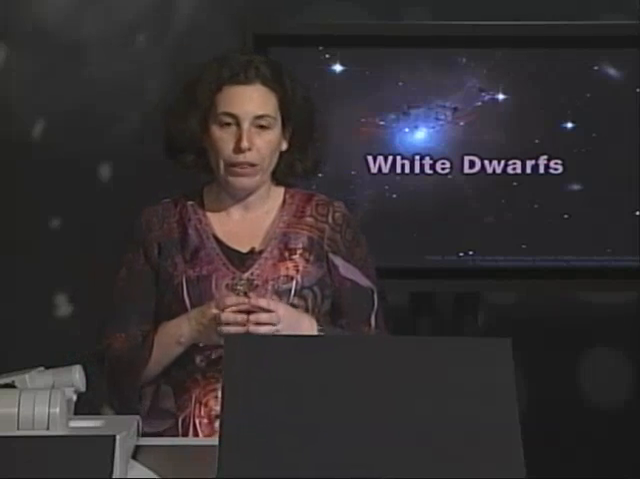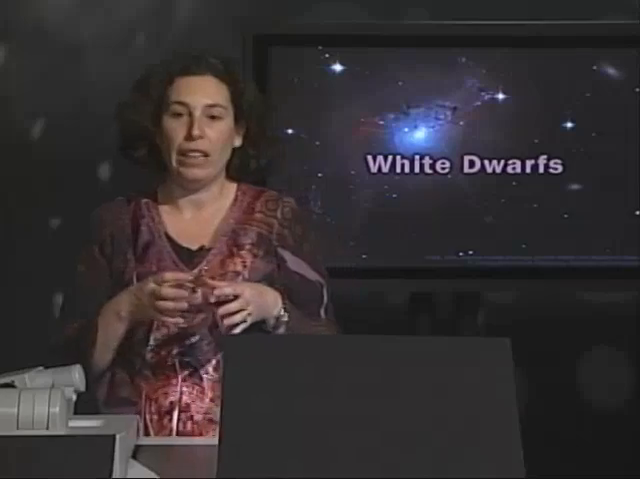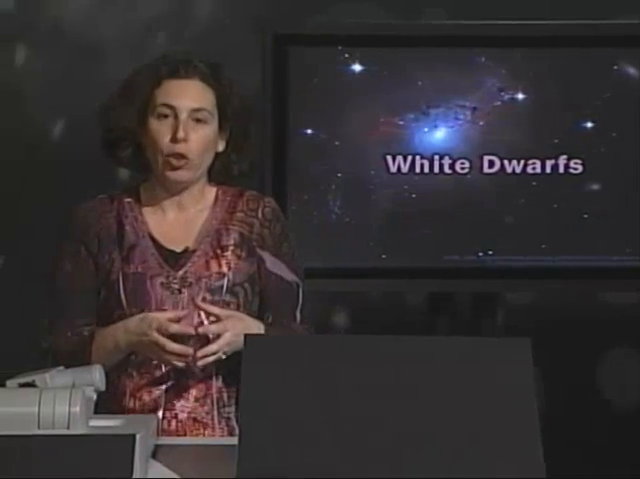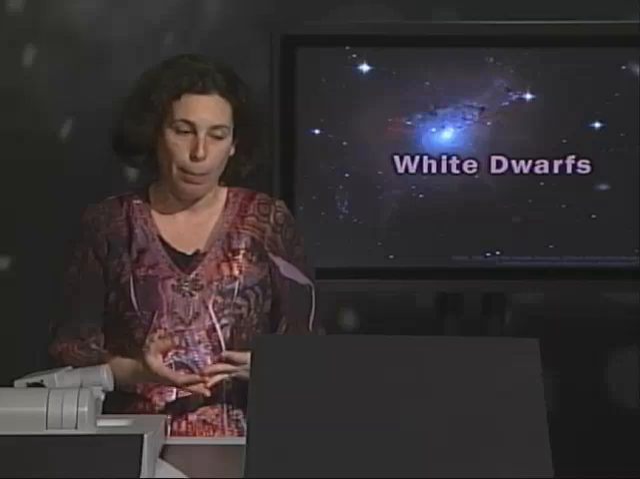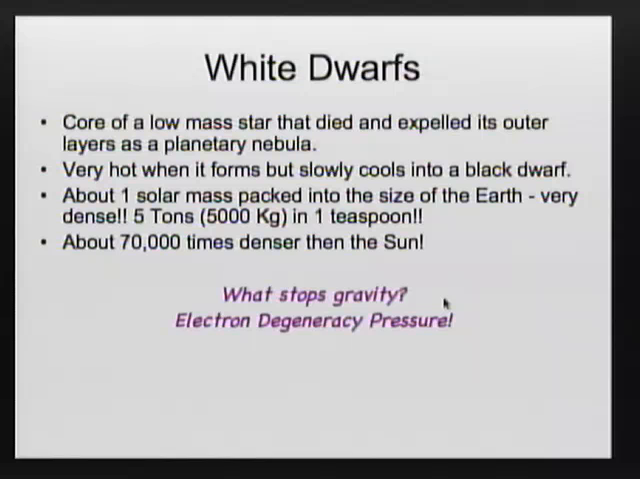So it's the core of that star after it ejects the planetary nebula. So what we're looking at is directly this very hot core where fusion used to be happening. So it's very hot, it's very small, you're looking only at the core of the star, and it's extremely dense. So imagine packing the mass of the sun into a region about the size of the Earth.